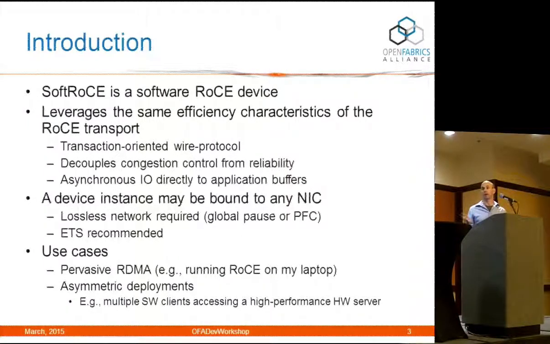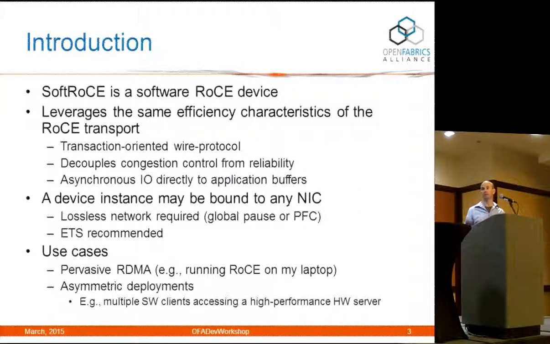These characteristics make soft RoCE, if we implement it properly, very efficient. It's going to be a lot more efficient than TCP. Now, this device can be bound to any standard NIC. The only requirement is losslessness. You can do that either with global pause or PFC if you have converged network flows. ETS is also recommended if you want quality of service between RoCE and standard IP traffic, but it's not a must.